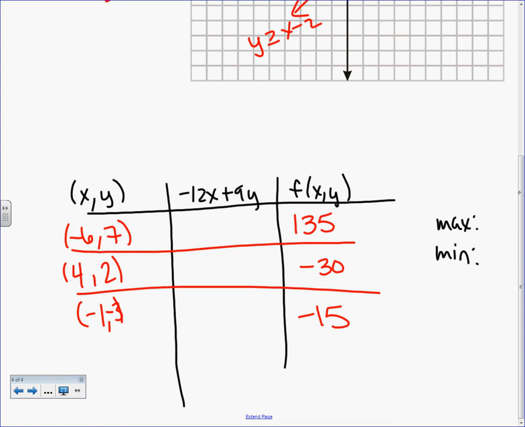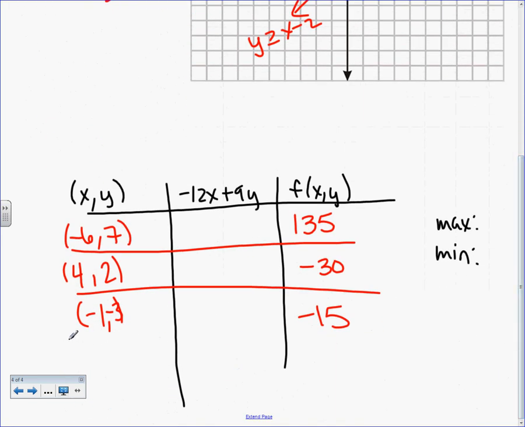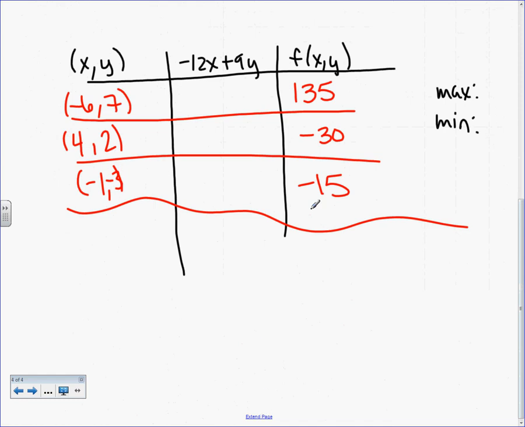So I typically try, if I can, 0, 0. Is 0, 0 an option? Is that in the shaded portion? Yeah. So we're going to plug 0, 0 in. It takes like 2 seconds, right? I draw a squiggly line so I don't accidentally think it's one of the possible answers. It's just a check. So if you plug 0, 0 in, what do you get? 0. Okay. So is that higher than 135? No. Is it lower than negative 30? No. So we didn't do anything wrong, but it didn't help.